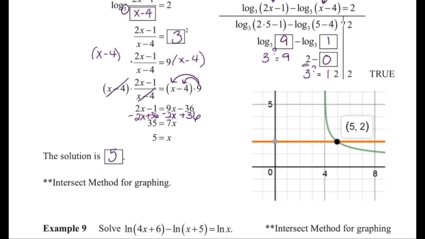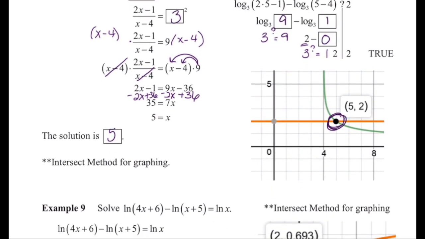We can also use the intersect method, which we see that it does work out as well.